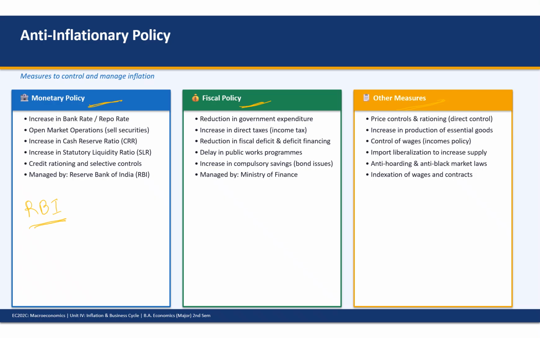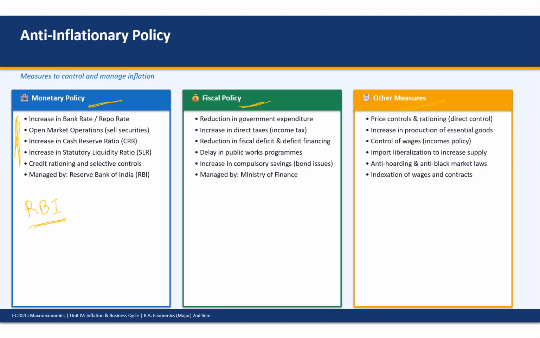You can see the list of tools such as increasing the bank rate, repo rate, open market operation, increasing CRR, increasing SLR, and using credit rationing and selective controls. The logic behind these tools is simple. When borrowing becomes costlier or money becomes tighter, people and firms spend less. Demand falls, price pressure eases.